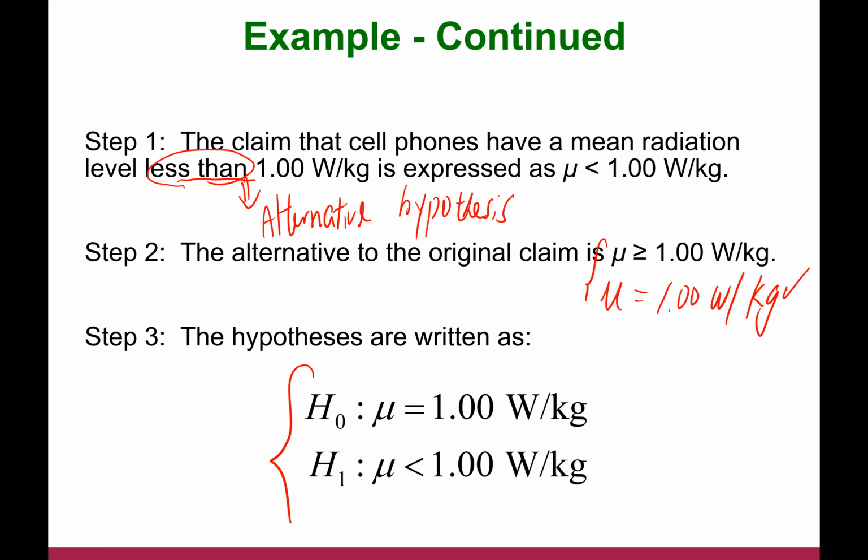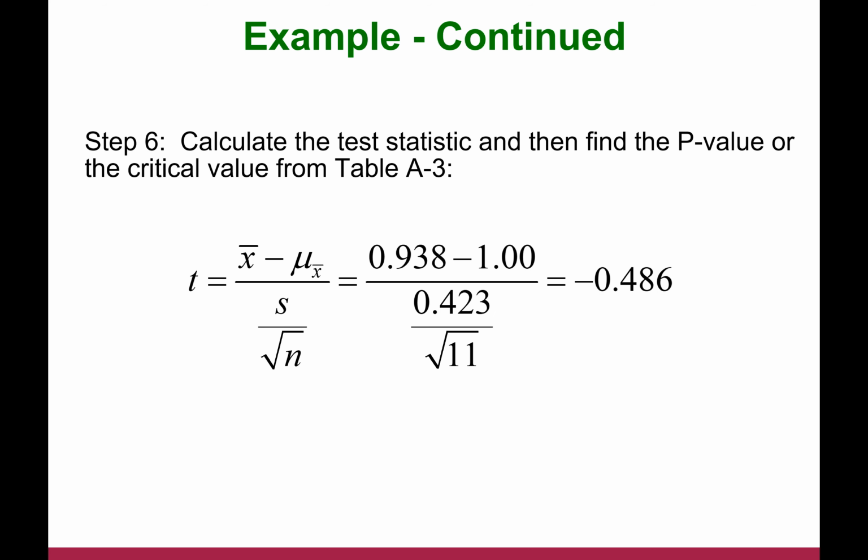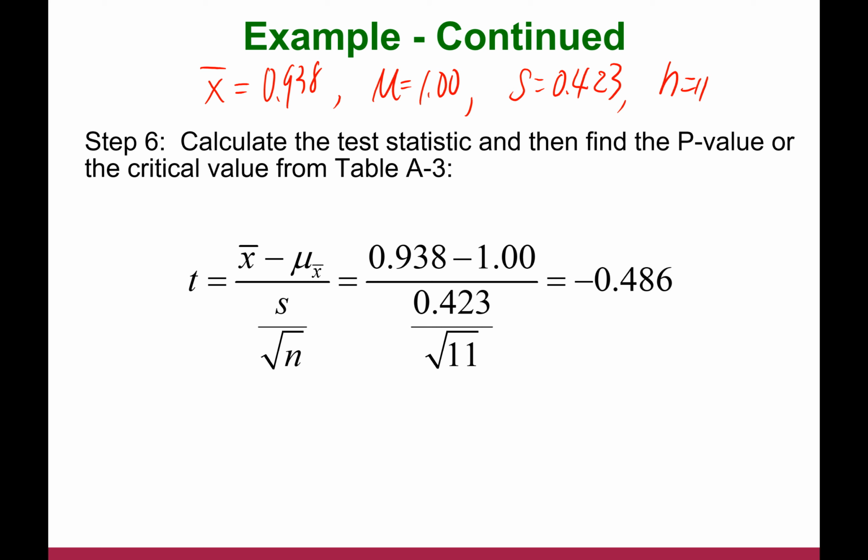Okay. Then set up a null and alternate hypothesis. Then according to alternate hypothesis, this is left tail test. Meaning the critical region is located on the left tail. Okay. Now the stated level of significance alpha 0.05 because the claim is about the population mean mu. This is most relevant to test that sample mean x bar. Now sample mean for the question is 0.938. Population mean mu is 1.00. Sample standard deviation is 0.423. Sample size is 11.